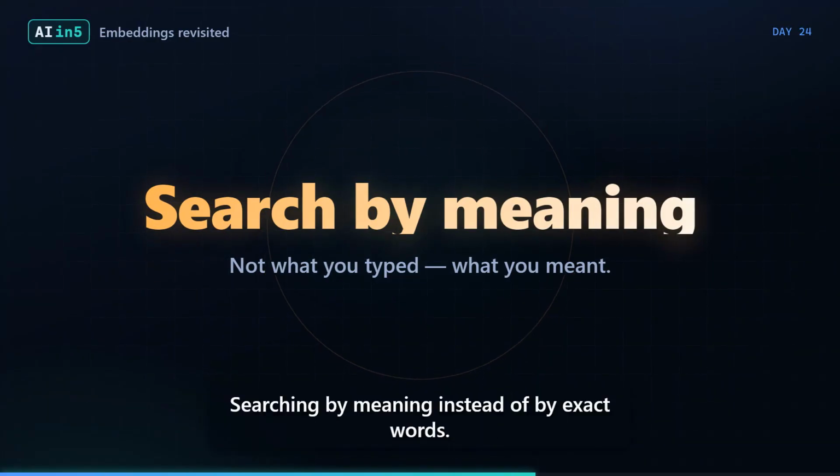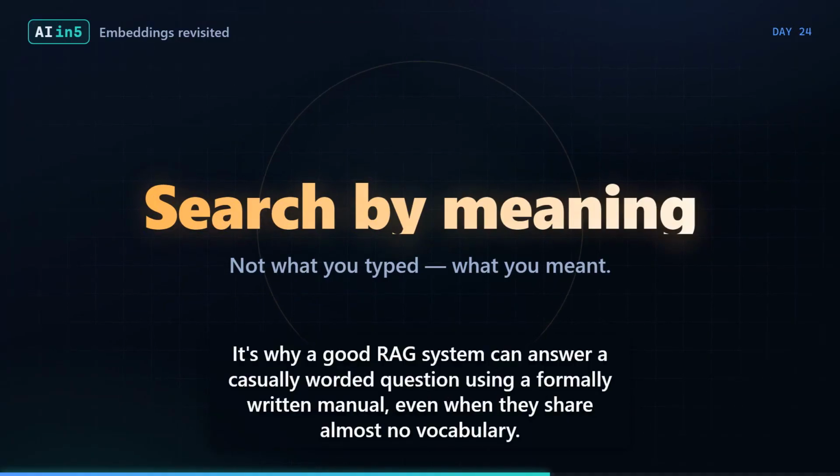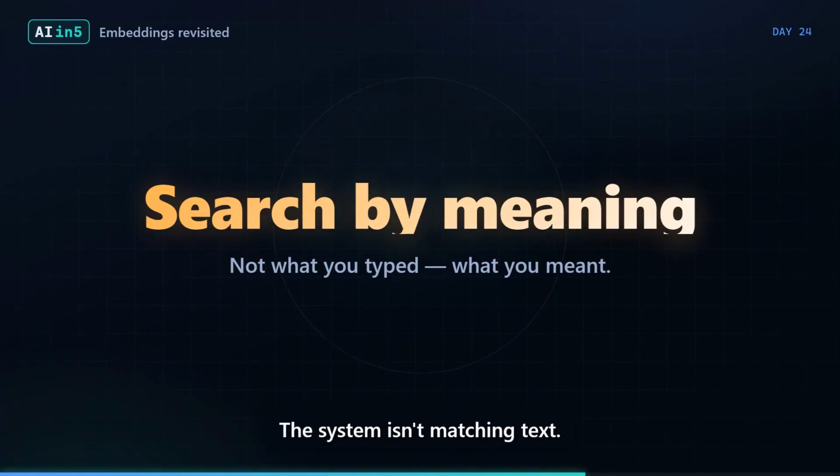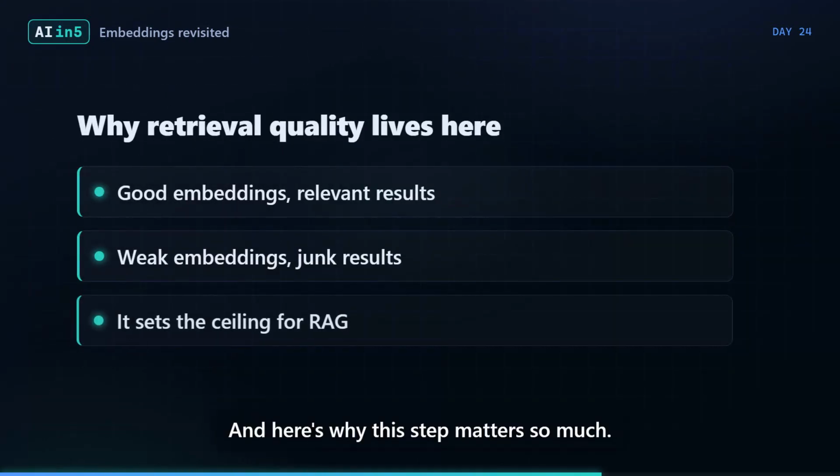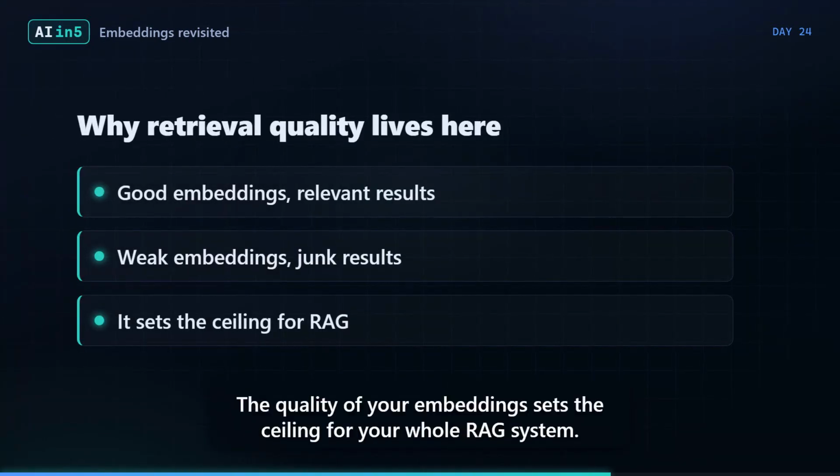That's the whole trick, and it deserves a name. Semantic search. Searching by meaning instead of by exact words. It's why a good RAG system can answer a casually worded question using a formally written manual, even when they share almost no vocabulary. The system isn't matching text. It's matching intent.